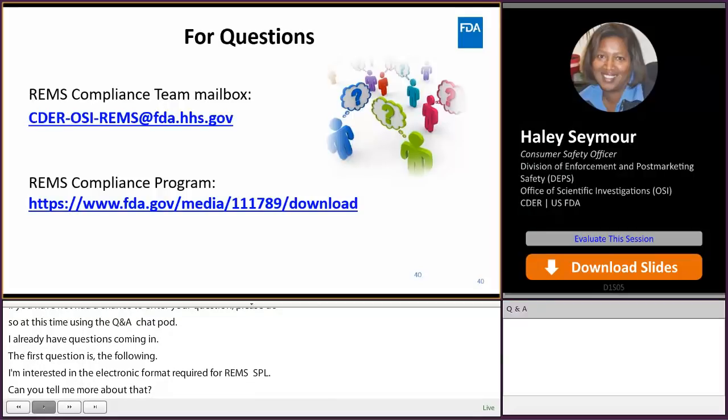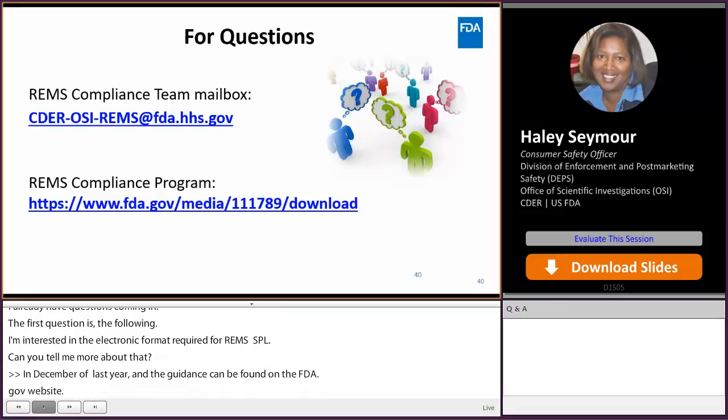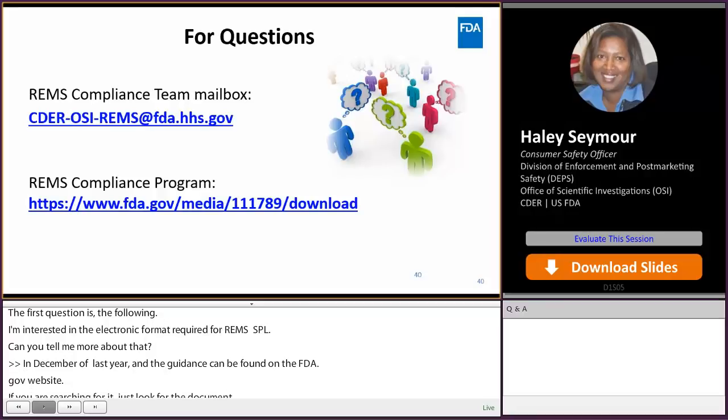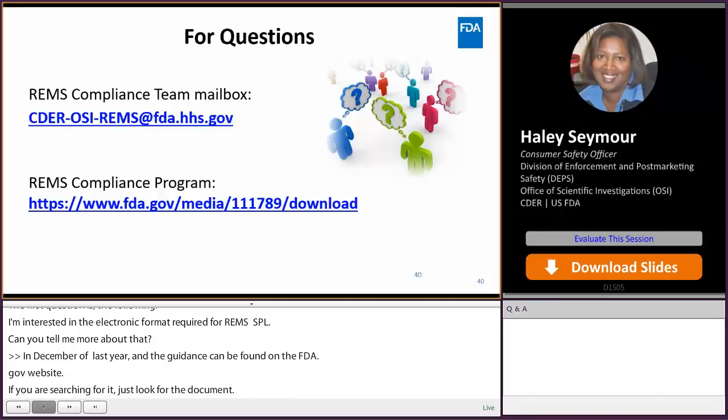In December of last year, and the guidance can be found on the FDA.gov website. If you're searching for it, just look for the document, and it is entitled Providing Regulatory Submissions in Electronic Format, Content of the Risk Evaluation and Mitigation Strategies document using structured product labeling.